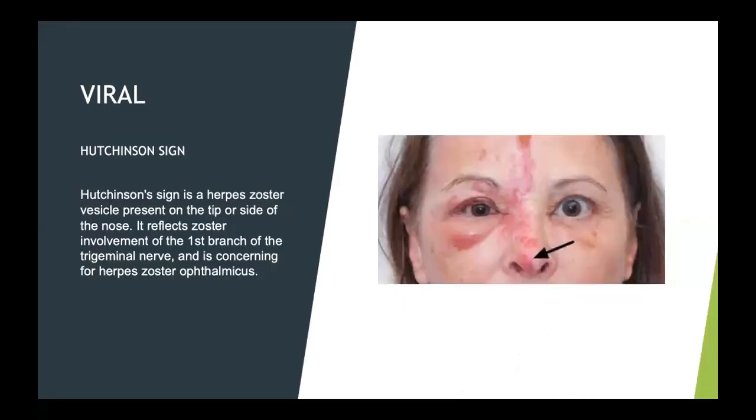Okay, so one of the signs we have to look out for in herpes zoster would be the Hutchinson's sign, which is vesicles presenting on the tip or the side of the nose. So it reflects zoster involvement of the first branch of the trigeminal nerve and is concerning for herpes zoster ophthalmicus. So it may cause blindness.